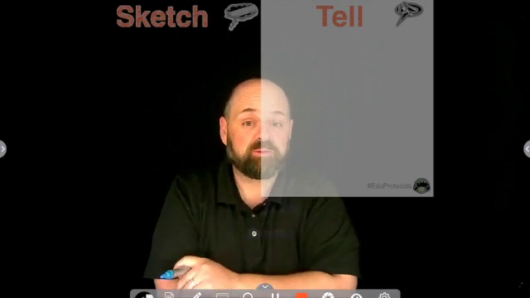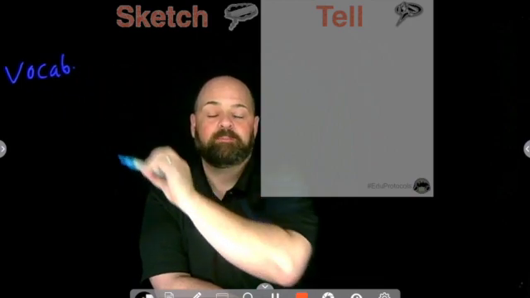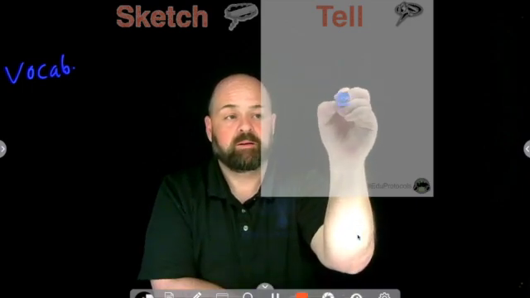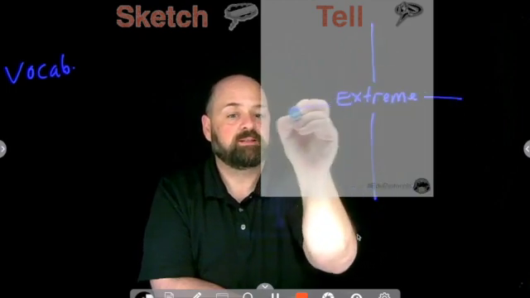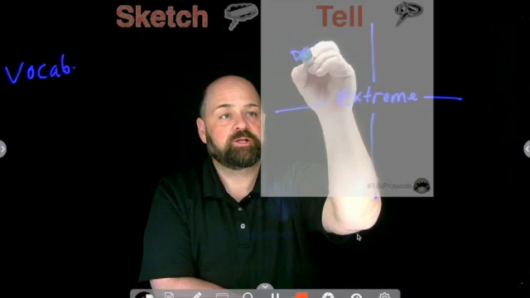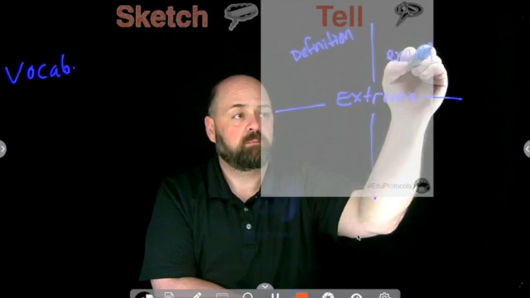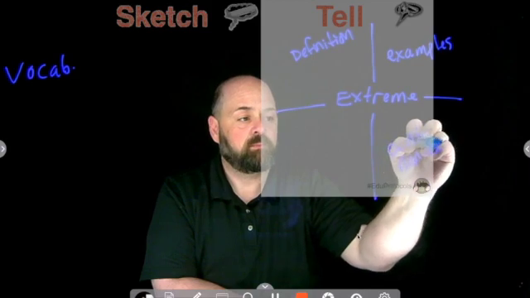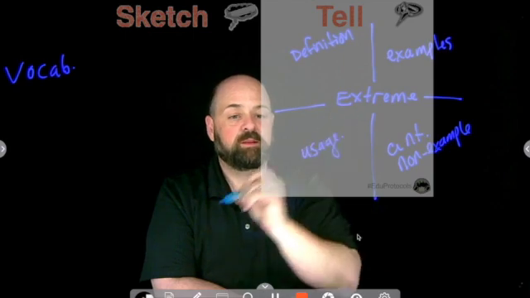If you're familiar with other EduProtocols, Sketch and Tell works great in between rounds of Fast and the Curious for vocabulary development. So let's remember that for vocab. Let's say that the word was extreme. I like to do this. How about a little Frayer model over here on the tell side? So maybe we have a definition, examples, an antonym or a non-example, and usage. Maybe they use it in a sentence.